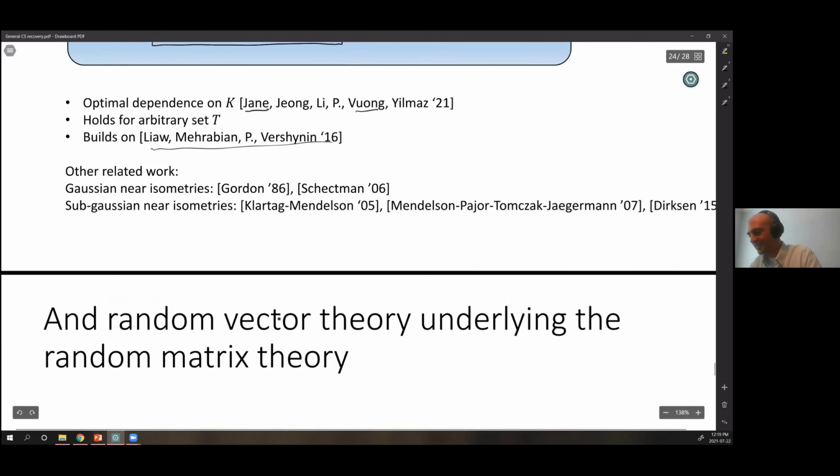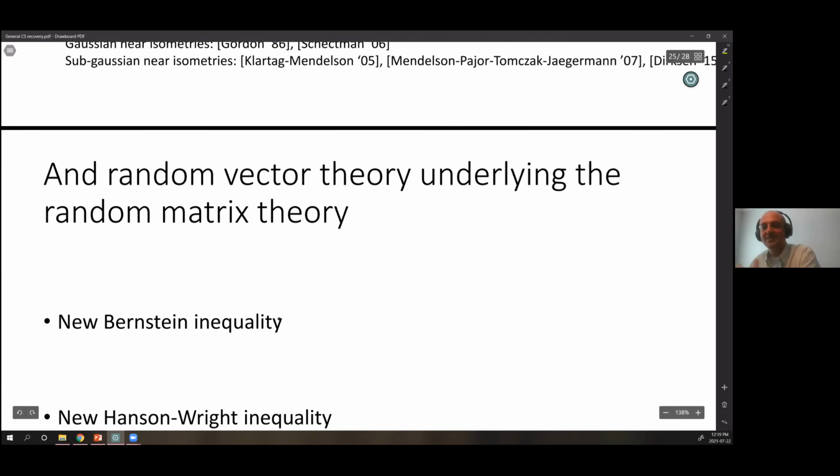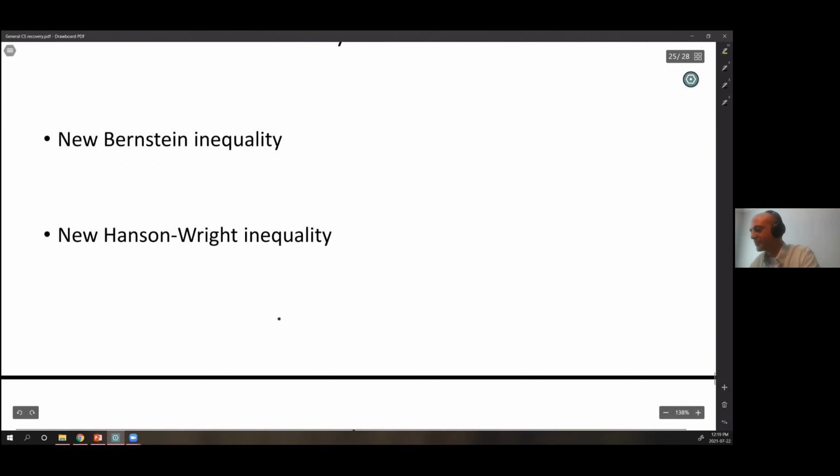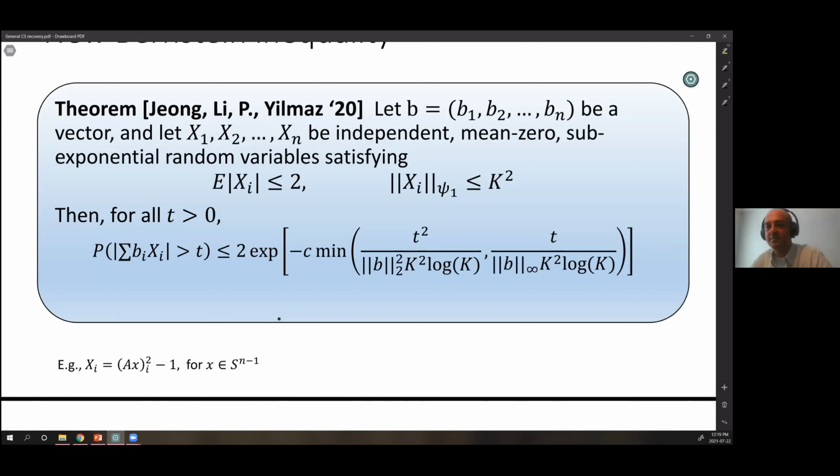And very quickly, underlying the random matrix theory, there's random vector theory. So we had to specialize and improve Bernstein inequality for our setting. Bernstein inequality tells you about the tail bound of a sum of random variables under various conditions. The conditions that popped up for us were that those random variables had bounded first moment and what's called the psi1 norm, bounded by k squared.